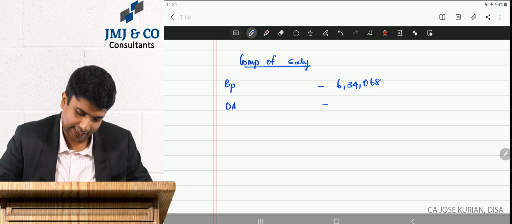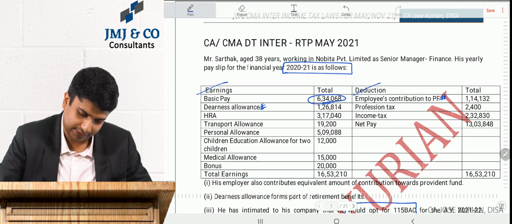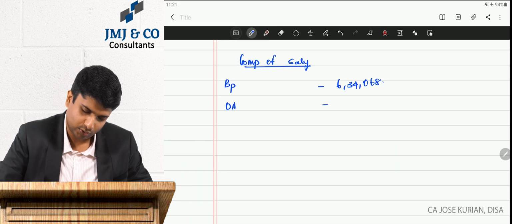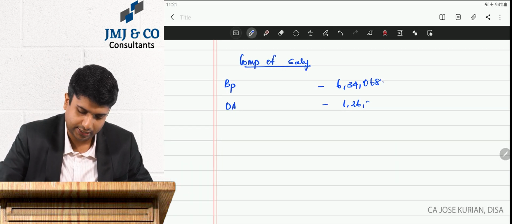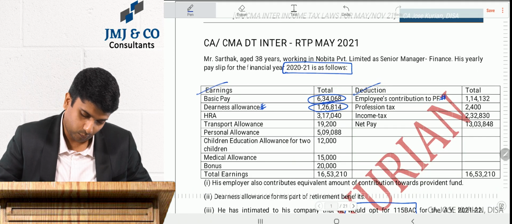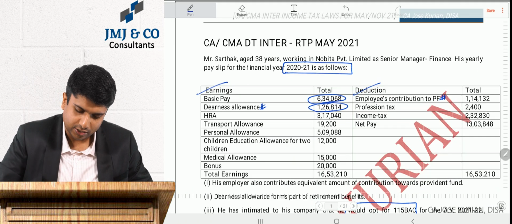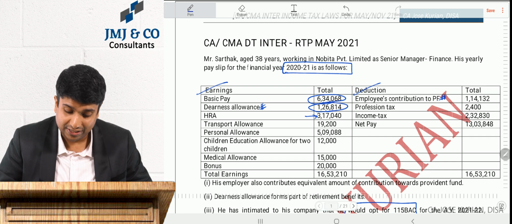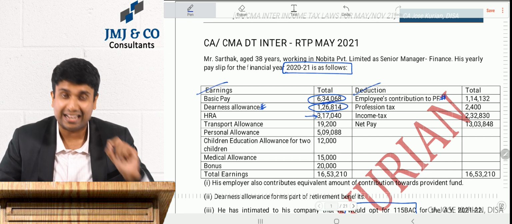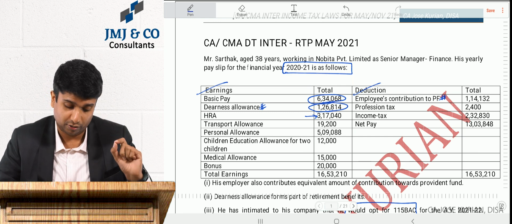Now there is a DA. And what about the DA? How much is the DA? DA in this question is 1,26,814. So 1,26,814 is the dearness allowance. Now, what is the next one? HRA. So HRA, that means house rent allowance received, is 3,17,040 rupees. But there are a few things that you have to be very careful about.